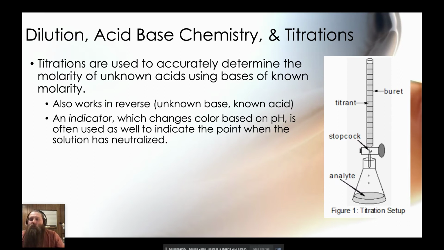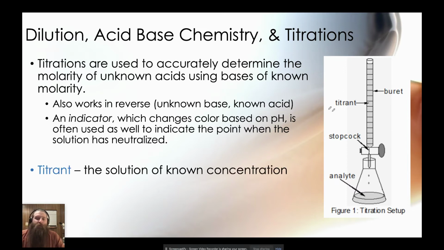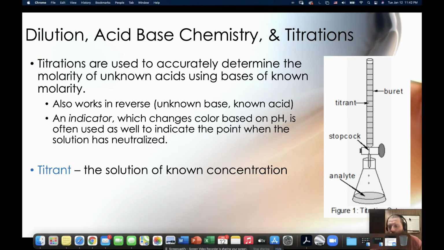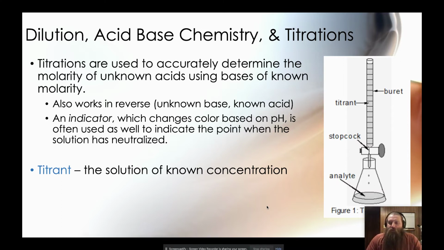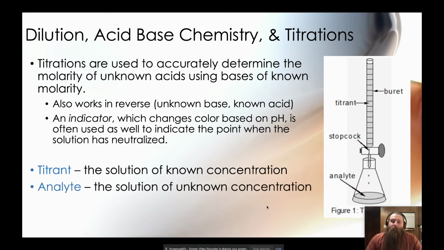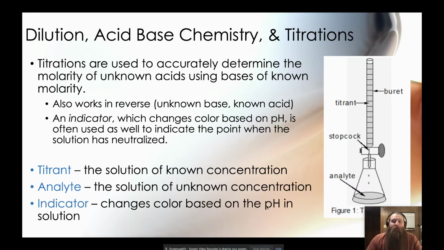Now, when we want to do a titration, we need to use a titrant, and the titrant goes in the burette. That is the solution that we know the concentration of. In the Erlenmeyer flask, we'll put the analyte. That's the thing we're analyzing. It's the thing that we don't know the concentration of. And to the analyte, we will add an indicator. And the indicator is going to change color based on the pH.